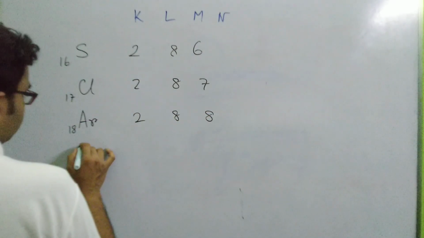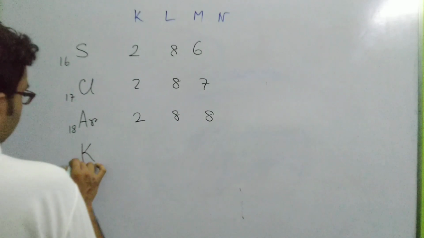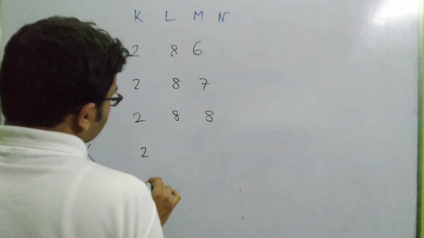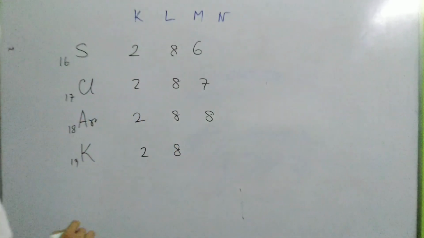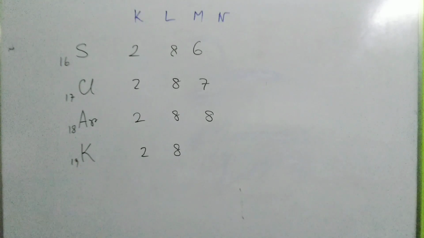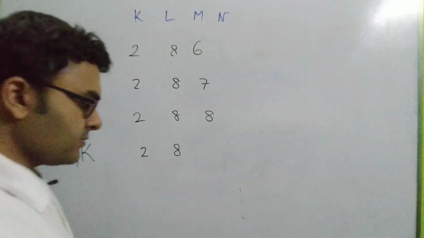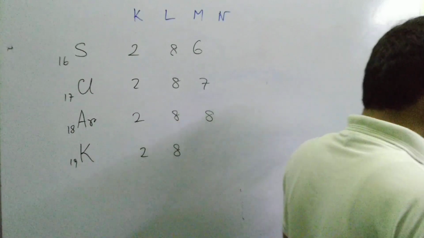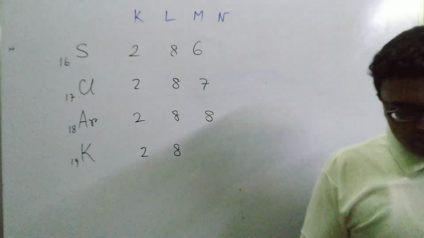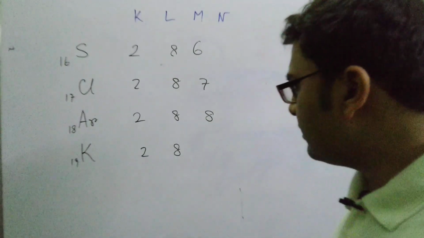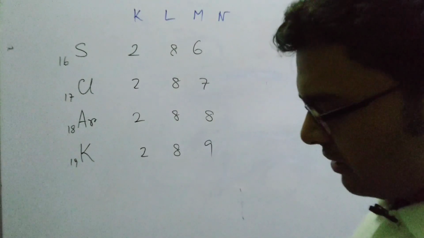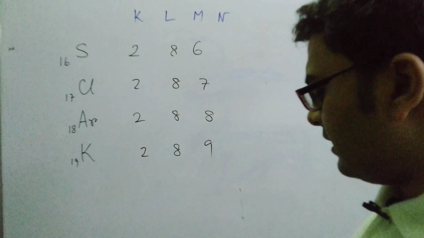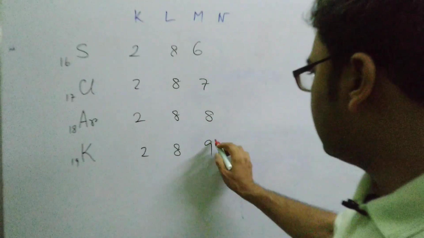Then comes potassium, atomic number 19. See, 2 electrons in the first shell, then 8 electrons in the next shell. Now how many is that? 2 plus 8, 10. How many more electrons are left? 9. The third shell can easily accommodate a maximum of 18 electrons, so I can easily put 9 here, isn't it? Yeah. But this is wrong.